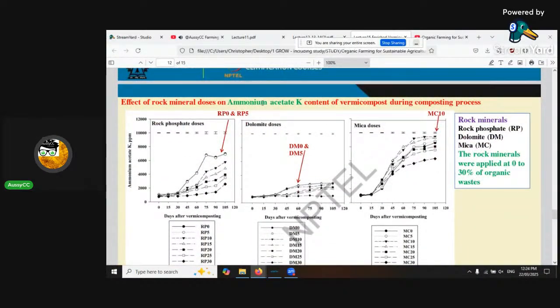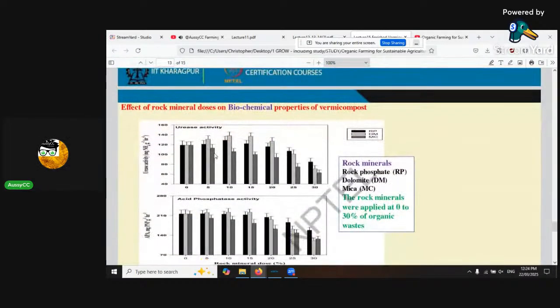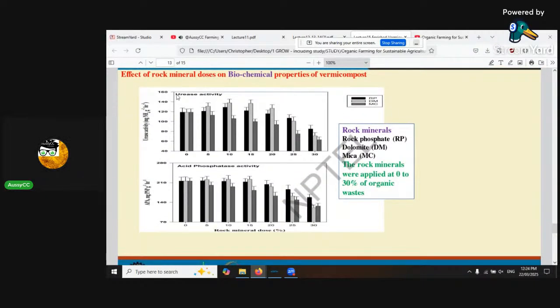Effects of rock mineral doses on ammonium acetate potassium content. Okay, so it goes up a bit. Mica goes up outstanding with the use of mica. Effect of rock mineral dose on biochemical properties. So urease activity and the acid phosphatase activity. So what's this? Urease activity went up with different minerals.